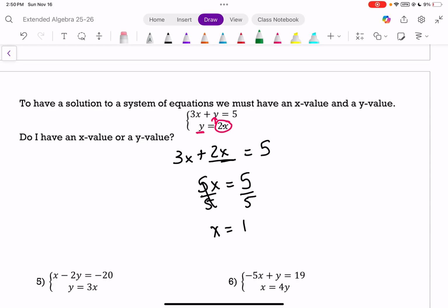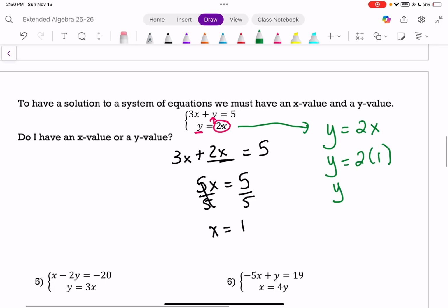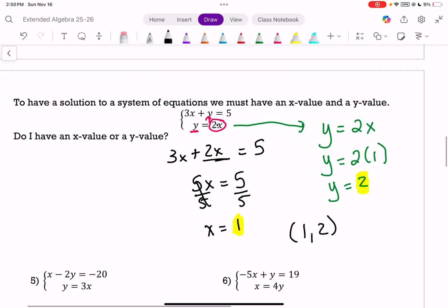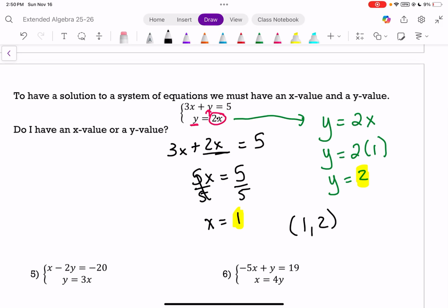Well, in my problem, it told me that my y value was 2 times x. And we just determined that our x value was 1. So y is 2 times 1, which makes y 2. So now I have my value for x and my value for y, so I can put my answer together as 1, 2.